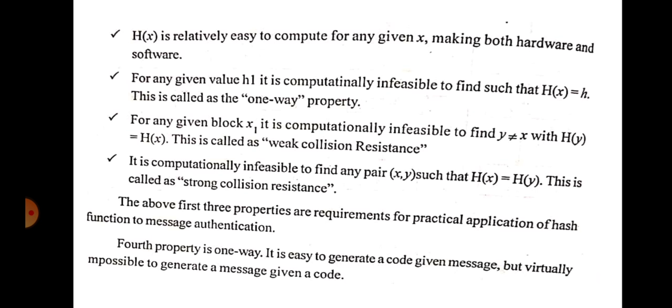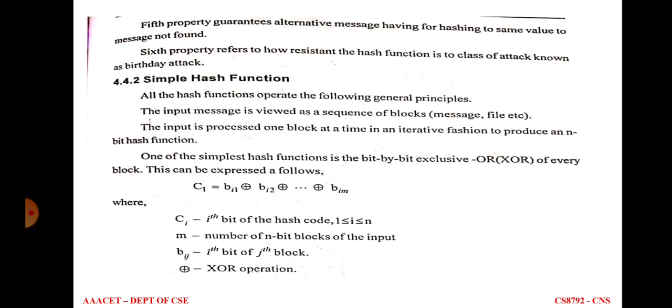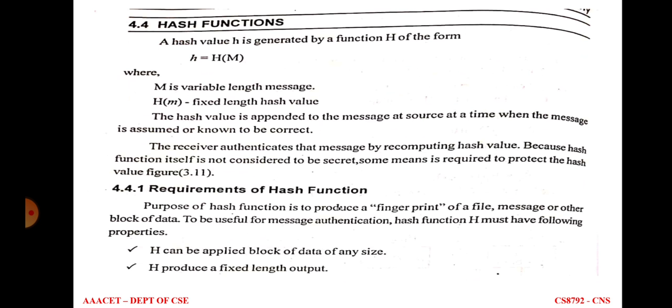So the first three are the properties or requirements for practical application of a hash function. The fourth property is one-way. It is easy to generate the code for the given message. And the fifth property gives the guarantee that an alternative message with the same hash value is not found. And the last property refers to how resistant the hash function is to a class of attack known as the birthday attack. So these are some important points of a hash function.